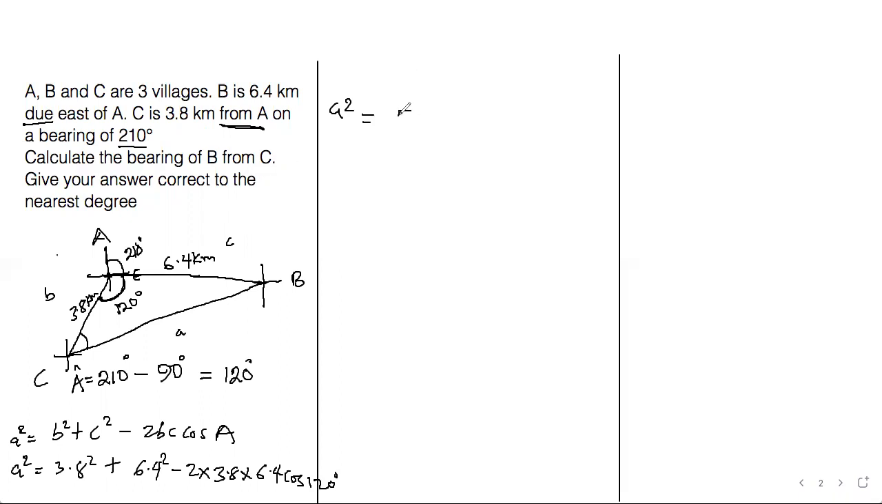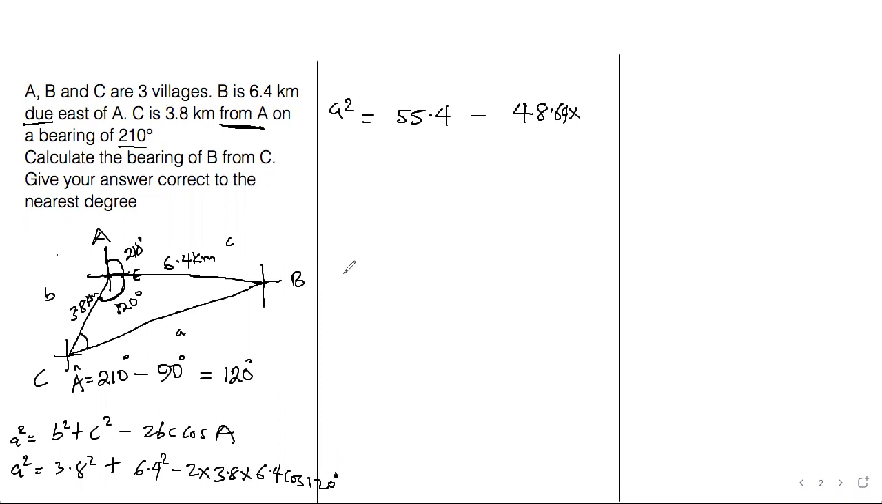So this will give us 55.4. I just want to do that part first. Minus 2 times 3.8 times 6.4. So that will give you 48.64 times cos 120 degrees, that should be cos 60, because it's 180 minus 120.